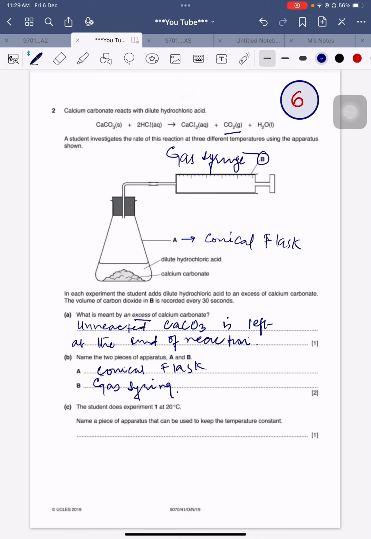The student does experiment number 1 at 20 degrees Celsius. Name a piece of the apparatus that is used to keep the temperature constant. So it is an electric heater with a thermostat. Basically, a thermostat is used to control the temperature. It can keep the whole setup at one temperature. You may add a thermometer as well because we are measuring the temperature as well. So electric heater with thermostat.